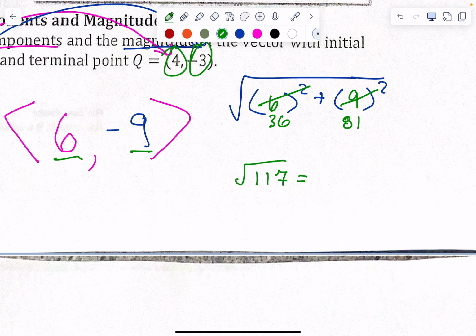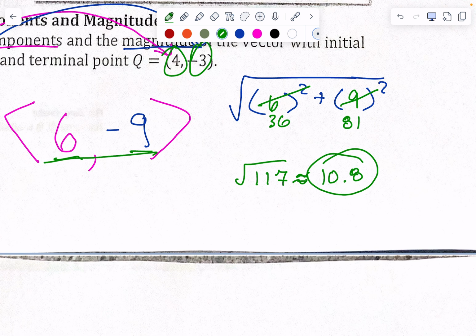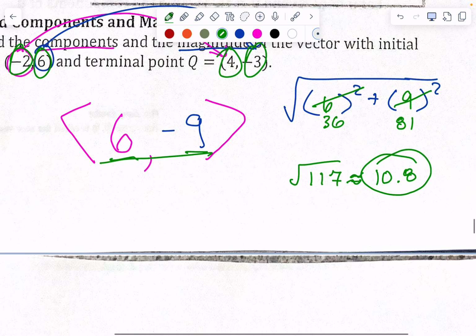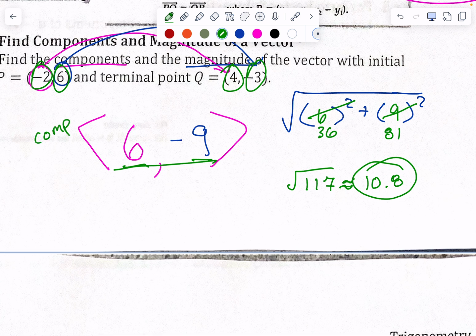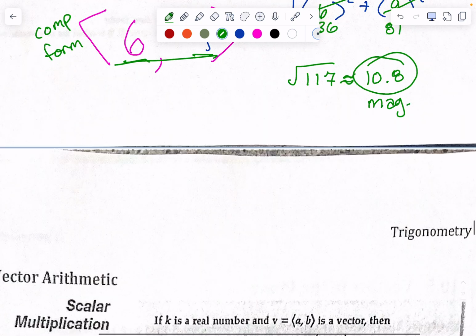And the square root of 117, they might actually have you do it as a decimal. What's the square root of 117? 10.8. So 10.8 units, it might be miles, whatever. And this is the component form. So it's going to the right 6 and down 9. So component form, and then this is the magnitude. Got it? Not too bad.